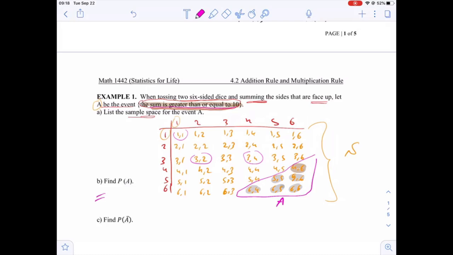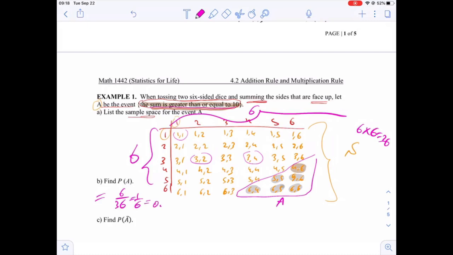So how many outcomes are there for the event A? We have 6 outcomes. How many outcomes for the whole experiment? We have 6 numbers here, 6 numbers here. 6 times 6 is 36. So it's 6 over 36, which is 1/6. Using the calculator, we find that this can be approximated to 3 decimal places as 0.167. So the probability percentage is 16.7%.